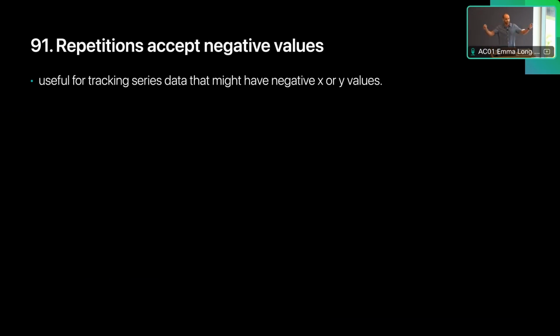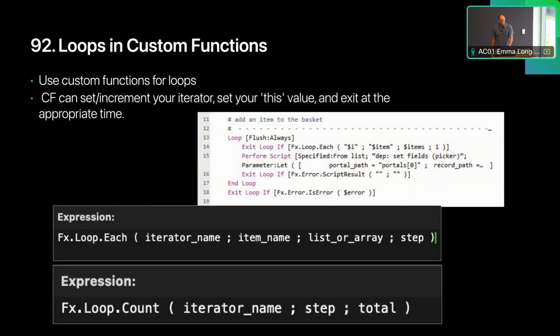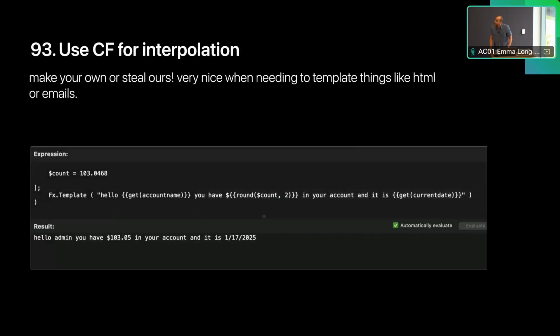Know this if you're trying to build a plot or a chart or something like that. Repetitions can have negative values. It doesn't matter. Use a custom function to iterate through your loops. I definitely recommend this. You can steal ours or use some of the various ones that are out there.